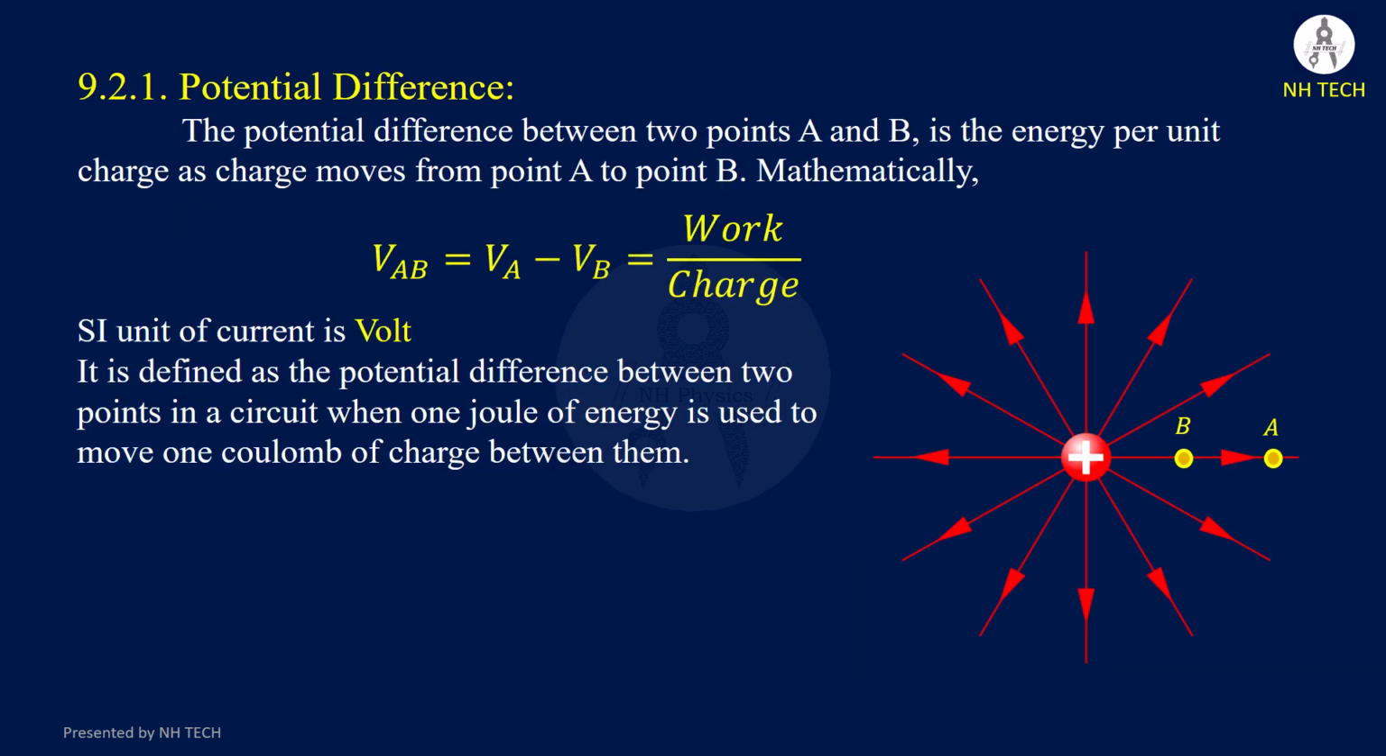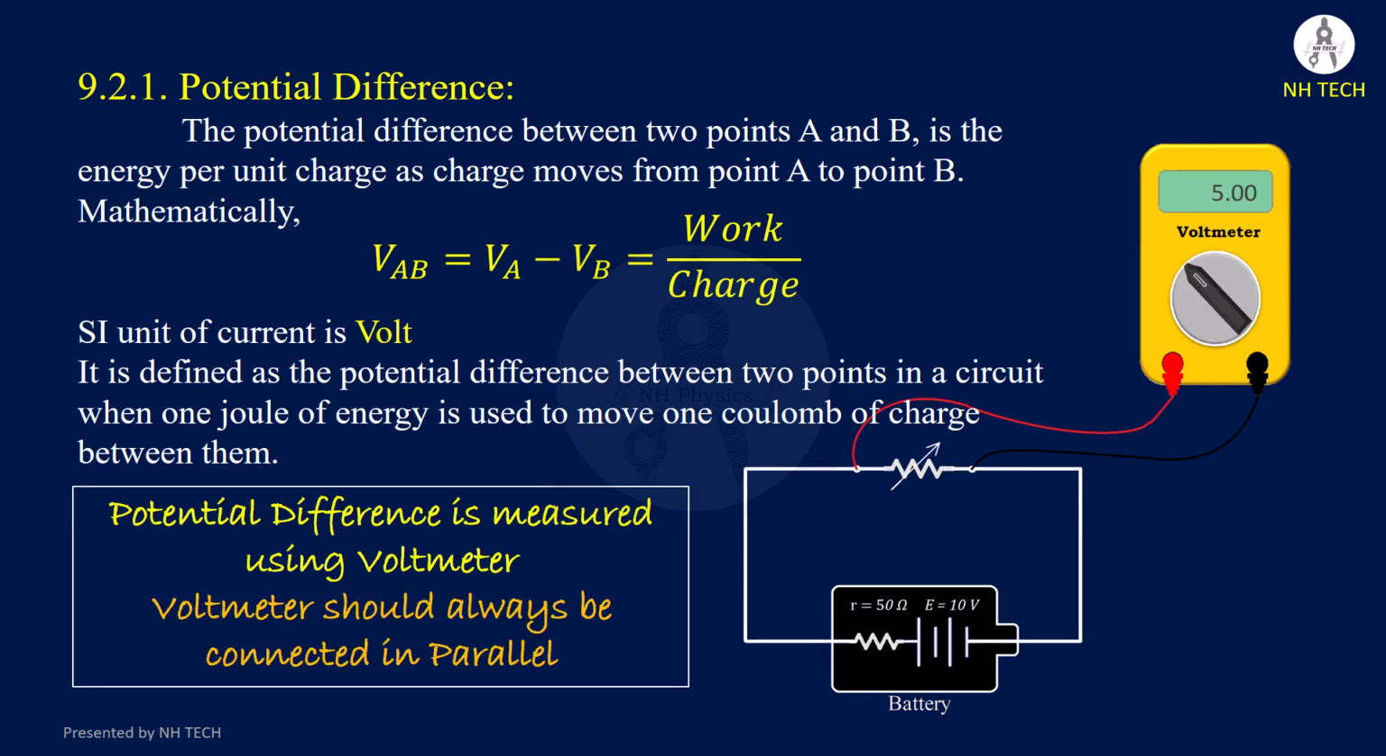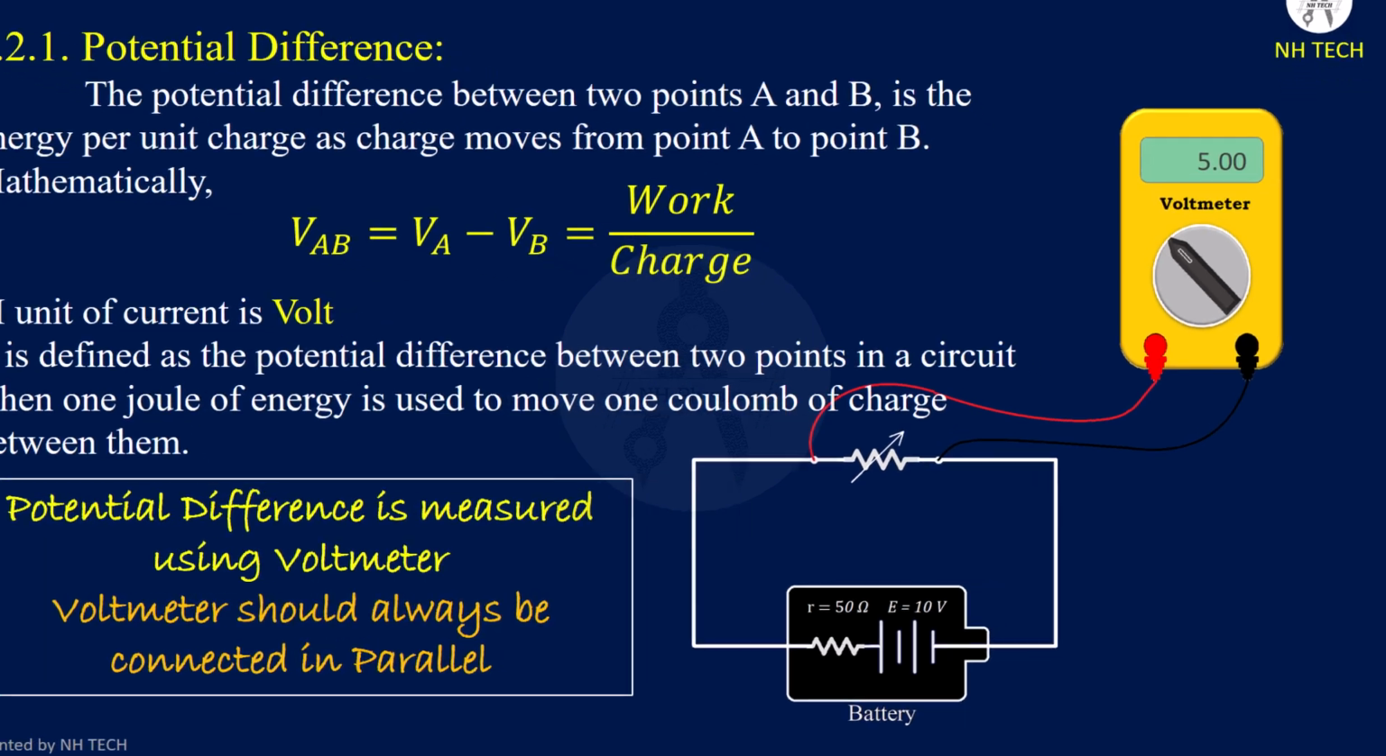The unit of potential difference is the volt, which is defined as the potential difference between 2 points in a circuit when 1 joule of energy is required to move 1 coulomb of charge between them. Potential difference is measured using a device called a voltmeter. That's why we often refer to potential difference simply as voltage. To measure voltage, the voltmeter is always connected in parallel with the component across which we want to measure the voltage.